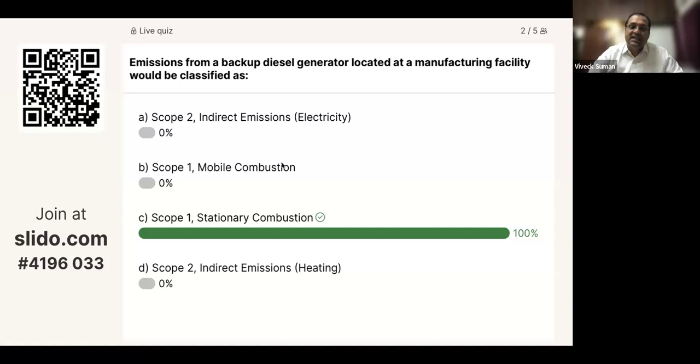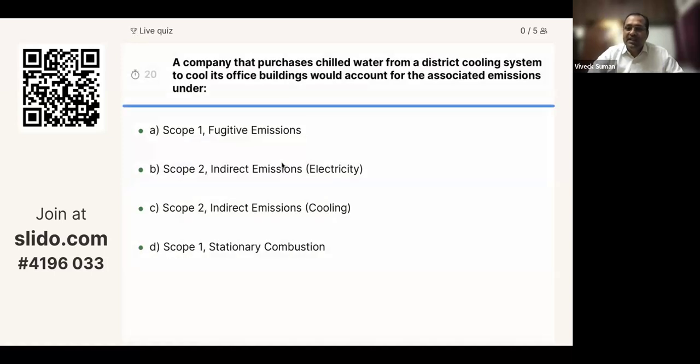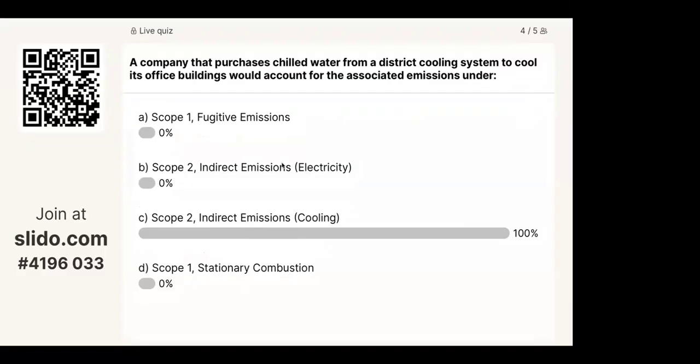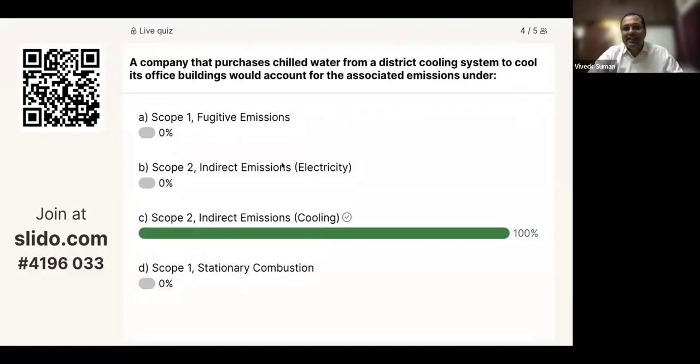Company that purchases chilled water from a district cooling system to cool its office building would account for the associated emission under. Which emission they will be accounting for? If they are using purchased chilled water for district cooling. Cooling, yeah? दो वर्ड जिसको याद होंगे वो कभी ये गलत नहीं कर सकता. क्या थे दो वर्ड? अब बोलिए आप लोग. वो दो वर्ड कौन से थे? Purchase and cooling. Purchase and cooling. Very good. See, everybody got it correct.